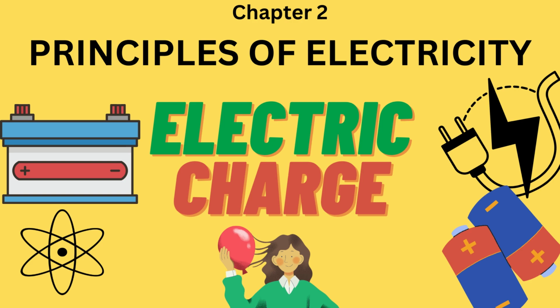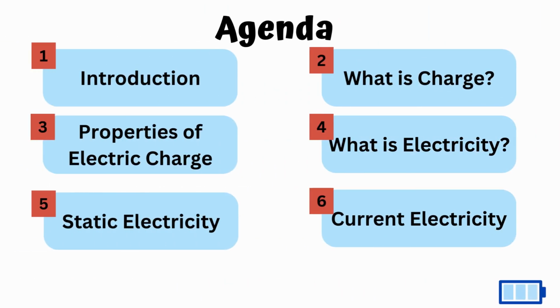We begin with chapter 2, Principles of Electricity. Today's topic is electric charge. In this video, we shall have a brief introduction. We will learn what is a charge and what are its properties, what is electricity and what are its types. As you can see, the types are static electricity and current electricity.